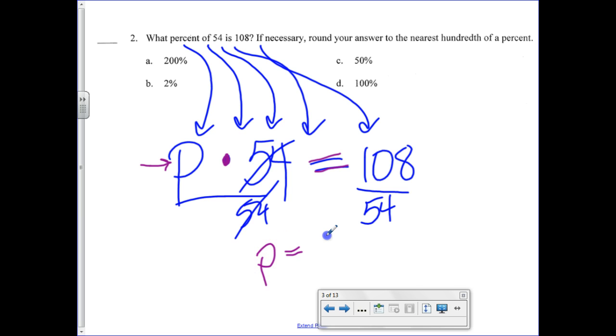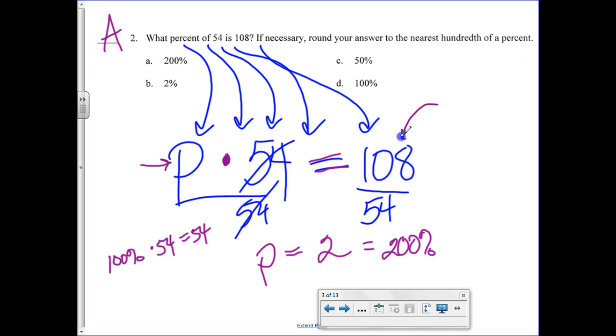When you solve this, you get P is 2. Now hold your horses. This is not 2%. This is the number value that you need to convert into a percent. And I think we talked a little bit about this one before and said, hey, if I took 100% of 54, I would get 54. This final answer is much bigger, and that's why my answer has to be way bigger than 100% in order to yield an answer of 108, specifically 200%.